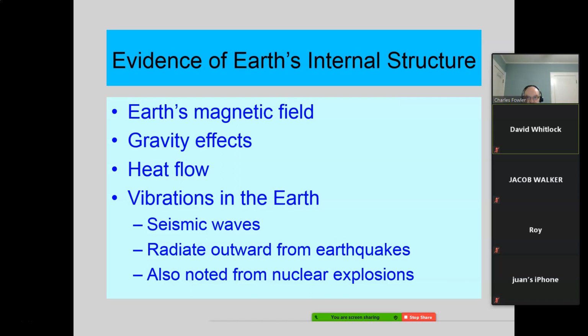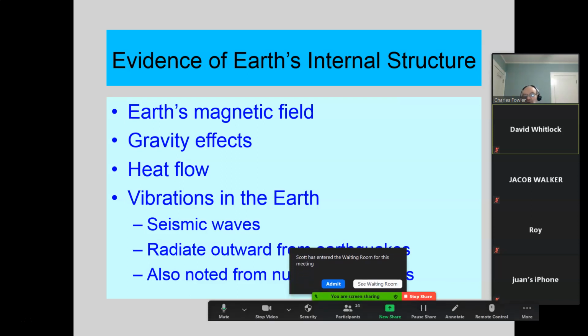Now, next issue, heat flow. People have studied heat flow through various materials.